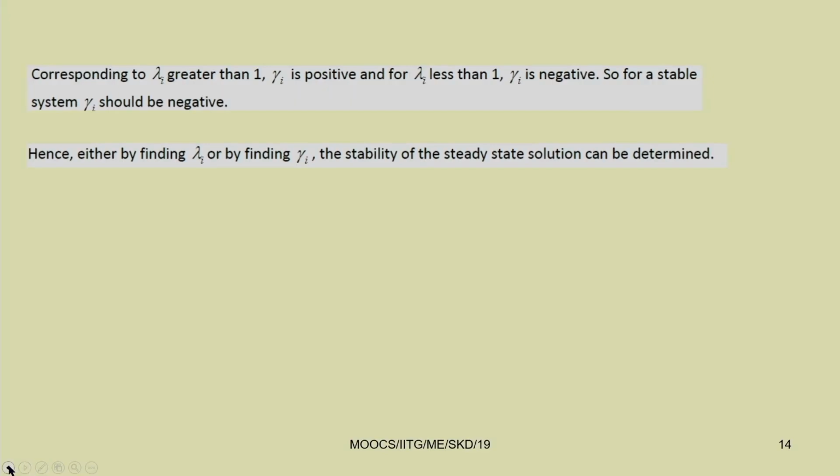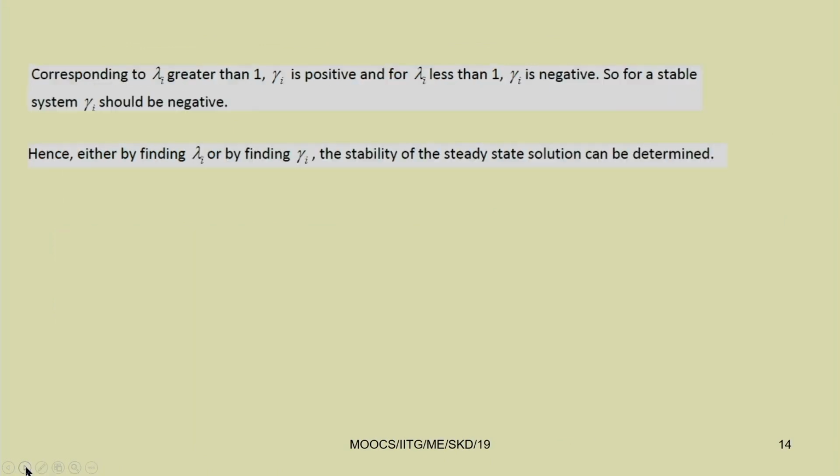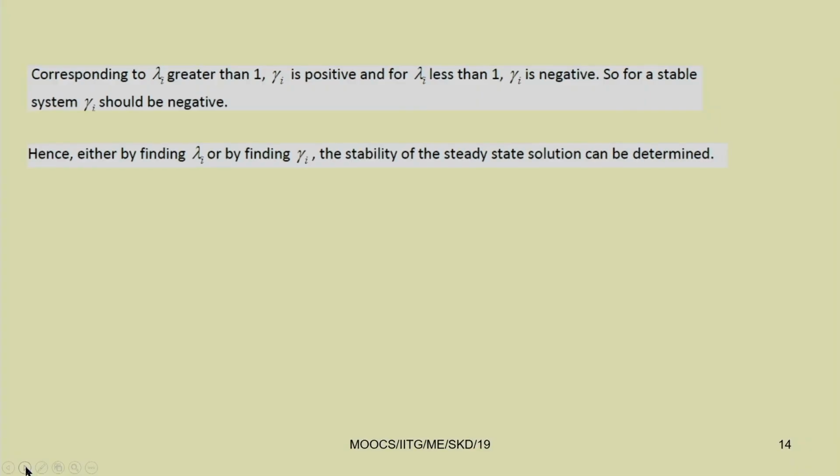So, let us take, for example, 0.2 for lambda I. Then gamma I is negative, and if we take a value greater than 1, then it is positive. By checking whether this gamma I is positive or negative, we can tell whether the system is stable or not. For a stable system, gamma I must be negative, because lambda I must be within the unit circle. When lambda is within this unit circle, gamma I is negative.